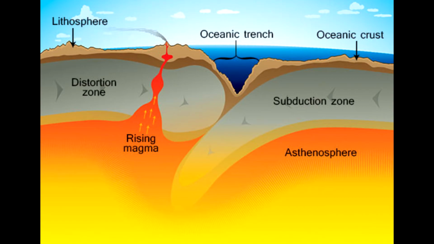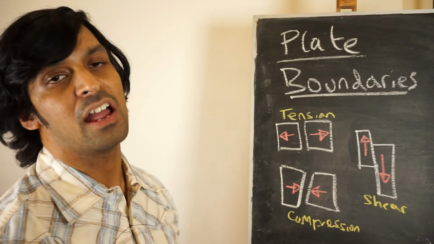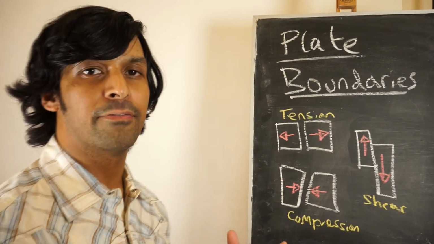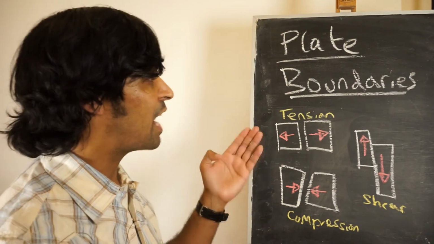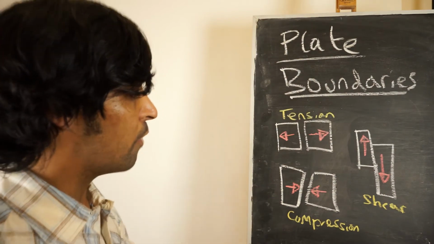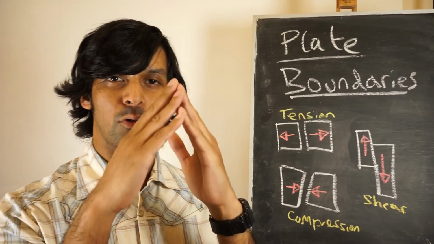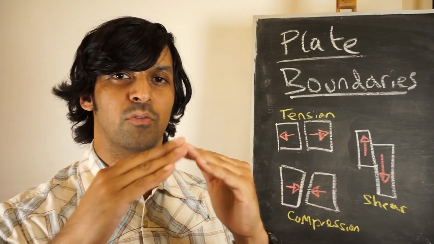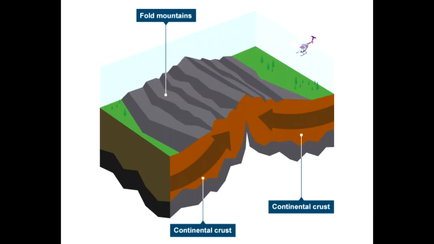With both converging and diverging, because you have magma involved, you also have volcanic activity. With converging, you can also have mountains forming as 2 continental plates collide together.